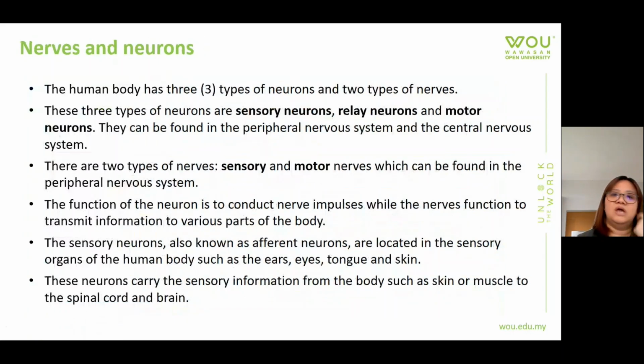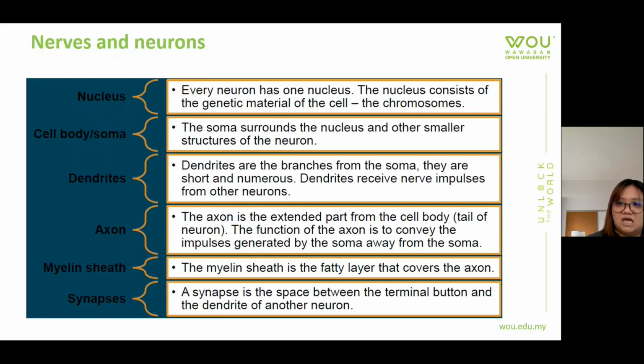Before I go on to explain the function and characteristics of the sensory, relay and motor neurons, we should first learn about the basic functions of the parts that we can actually see in these neurons. First of all, you will need to understand that every neuron must have a nucleus. Every neuron will definitely have one nucleus.